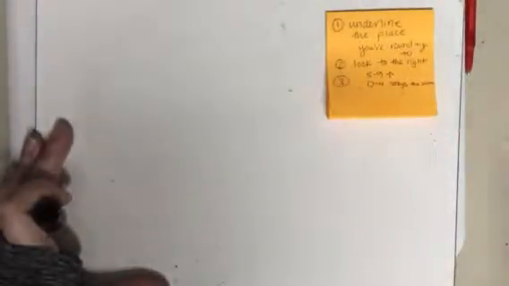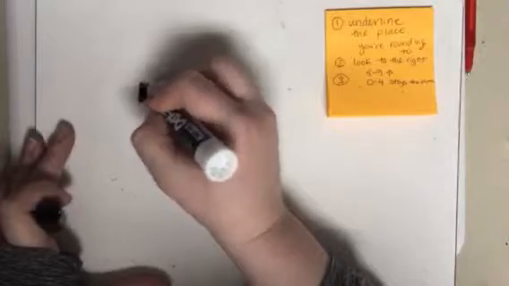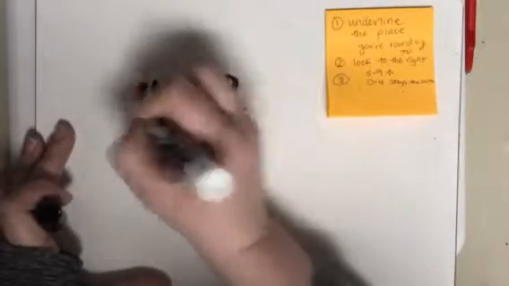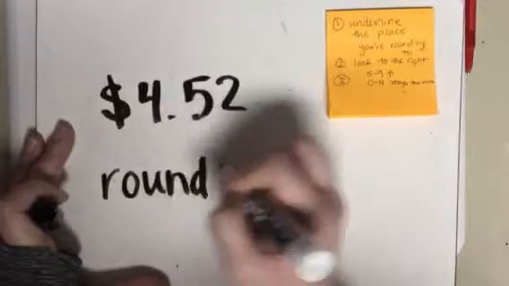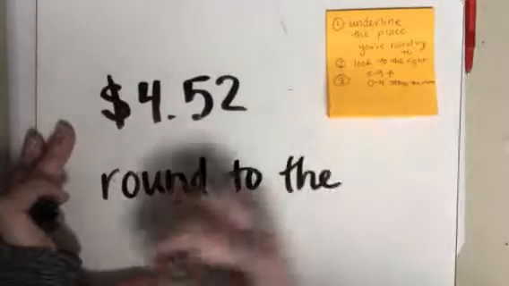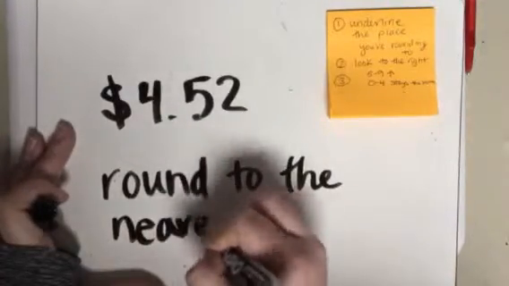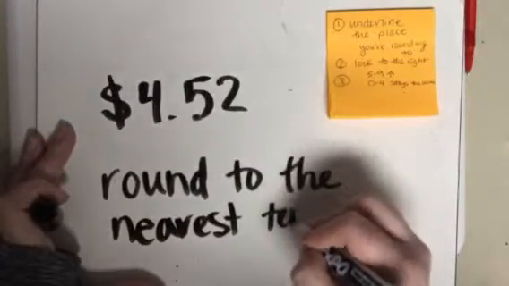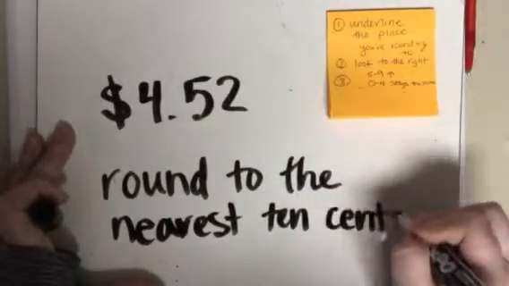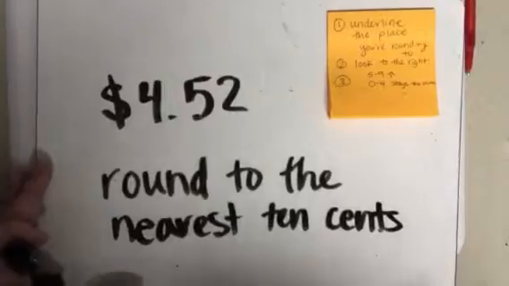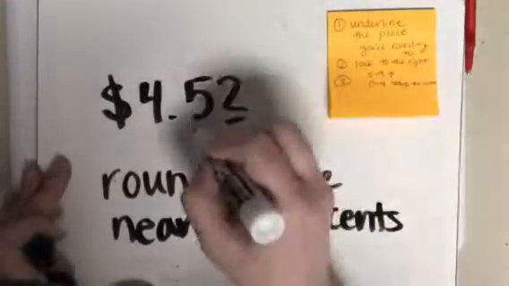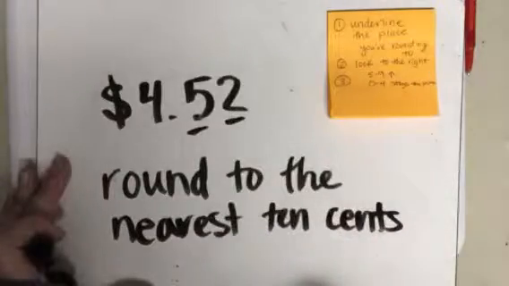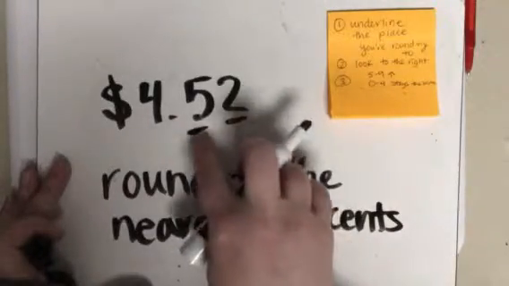Let's do another one and let's relate it to money. If it was $4.52 and it was round to the nearest 10 cents, then I'm looking at the place value a little bit differently. I'm thinking about pennies and I'm thinking about 10 cents, like dimes, okay?